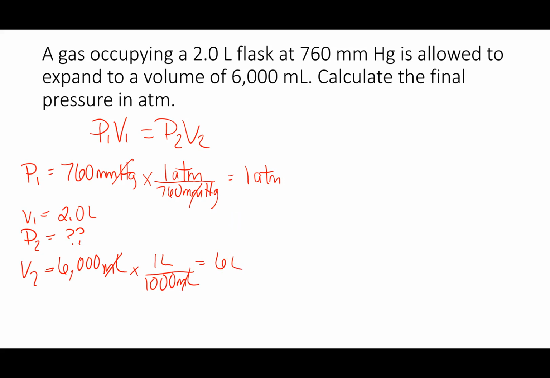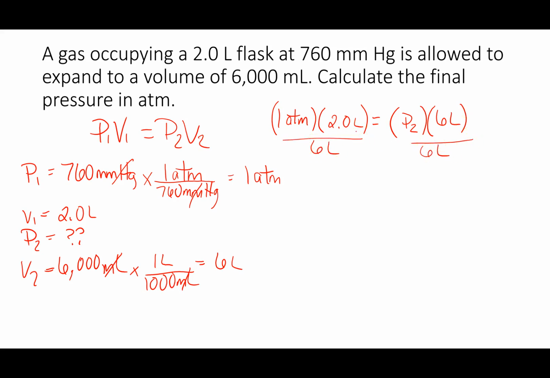Now what I can do is plug in all the values that I know. So P1 is 1 atmosphere, V1 is 2 liters, P2 is what I'm solving for, V2 is 6 liters. So if I divide both sides by 6, I find out that P2 is equal to 0.3 atmosphere.